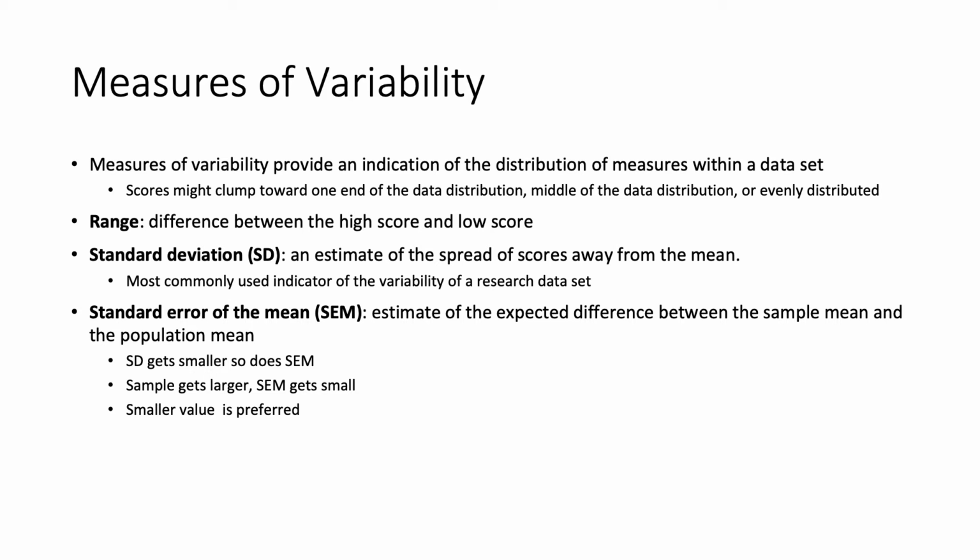Some things to consider are that when the standard deviation gets smaller, the standard error of the mean gets smaller as well. If the sample size gets larger, the standard error of the mean gets smaller. So having a smaller number is preferred, as it gives you more confidence that your sample mean is an accurate representation of the population mean.